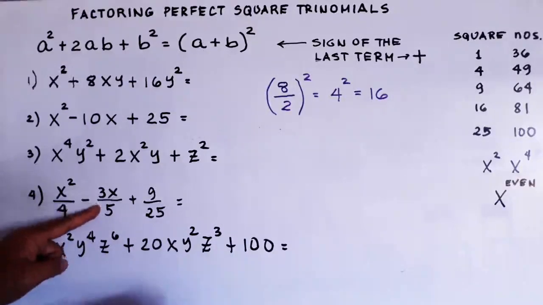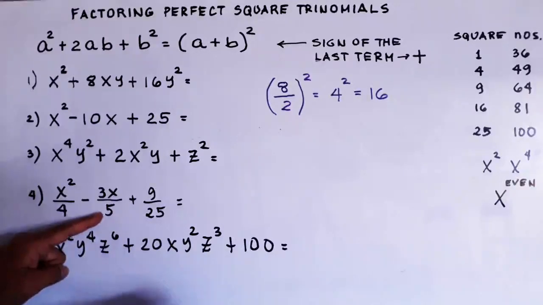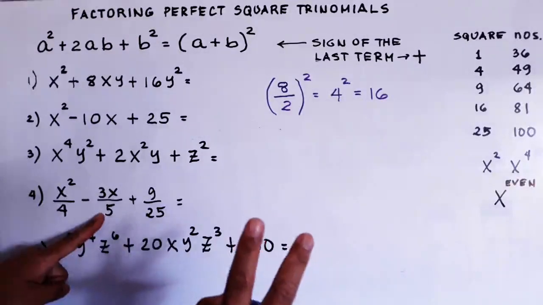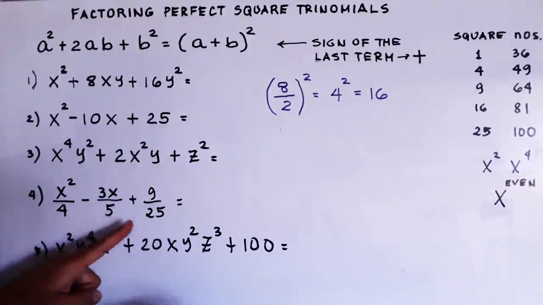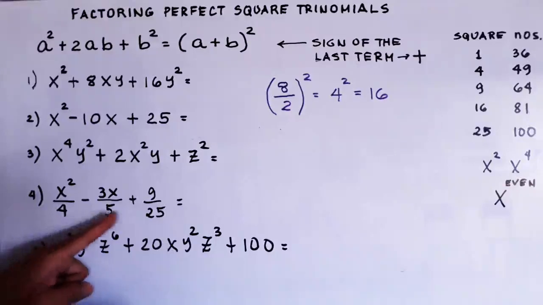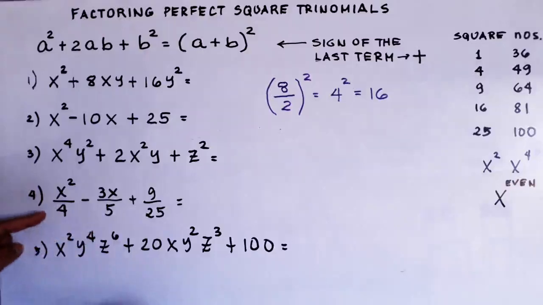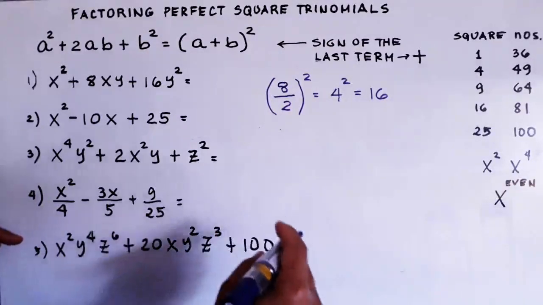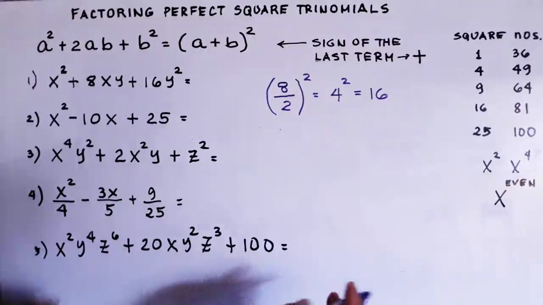Now 3 over 5, we divide it by 2, so it will become 3 over 10. Raised to the second power, the answer will be 9 over 100. And you'll be thinking, why is it 9 over 100? It's 9 over 25. Why? Because of the 4 here. When you divide that 100 by 4, it still gives you 25. So that's why I sometimes recommend that you use the second method, which I'm going to show you after this.